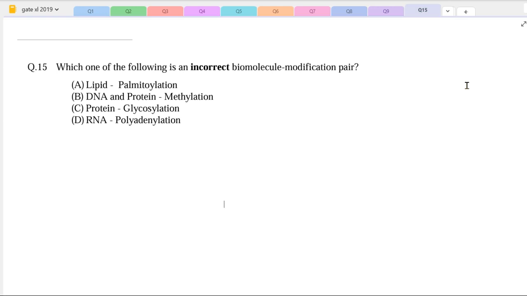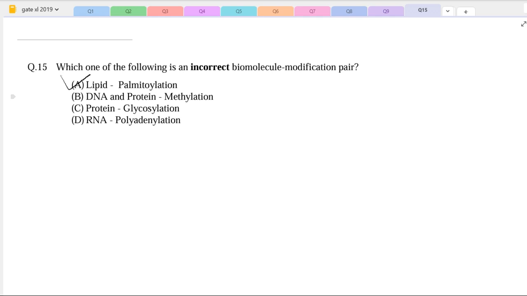Which one of the following is an incorrect biomolecule modification pair? So the correct answer here is lipid palmitoylation. First of all, this question can be very easy to get lost in, and many people, including me, if I see the question for the first time and I'm not really aware of what is happening to what type of biomolecules, can easily choose protein methylation, which is very easy to get lost in.